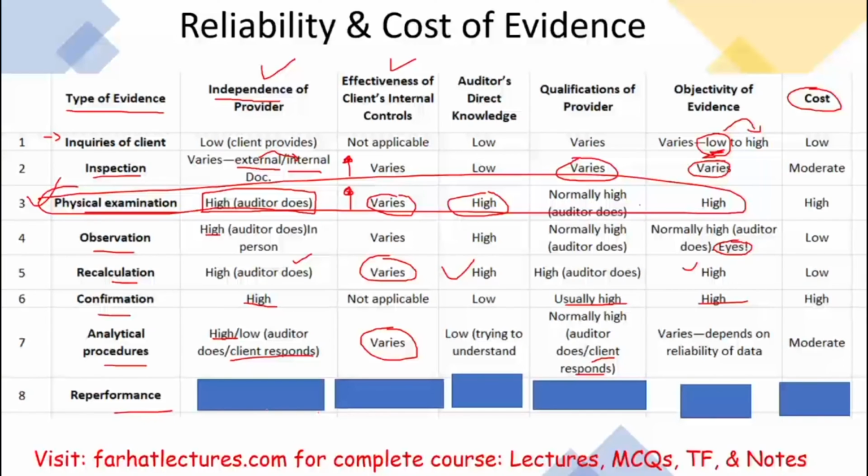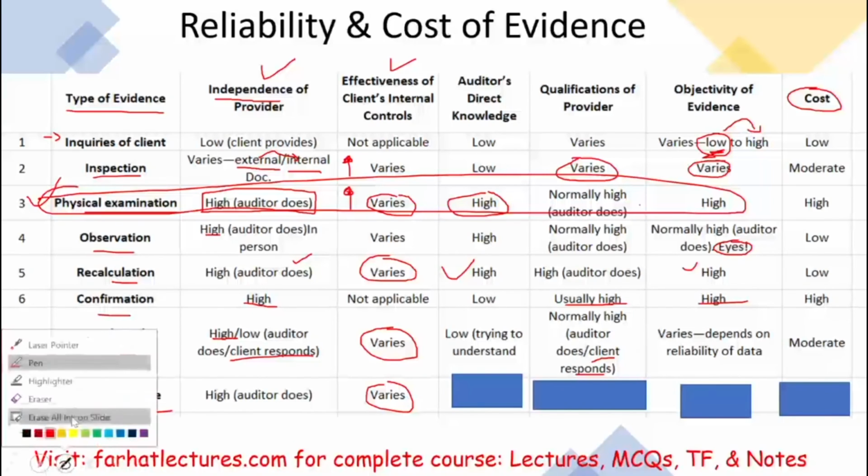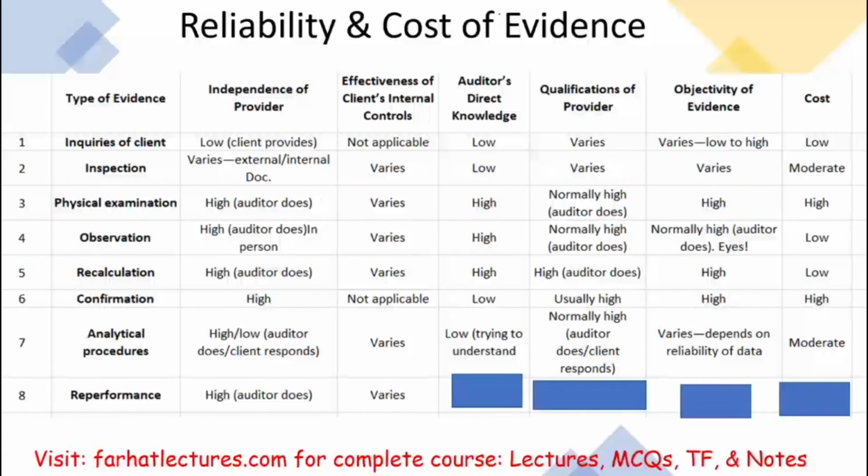Reperformance, you are reperforming the step. Who's doing it? The auditor. Therefore, independence is high. How good is the internal control? It varies. So notice, what do we know about internal control? It varies. It means it all depends on the internal control of the client. Auditor's direct knowledge should be high. You should know what you are doing when you are reperforming the steps. That's why you are reperforming the step.